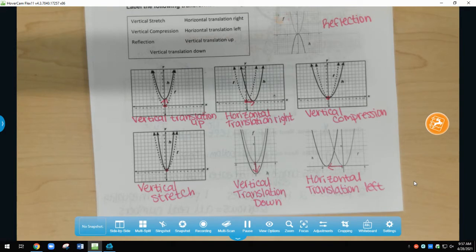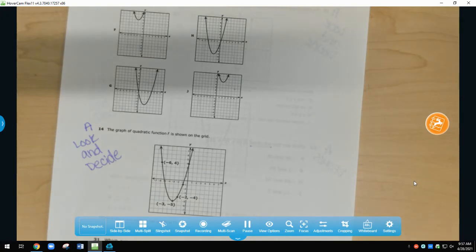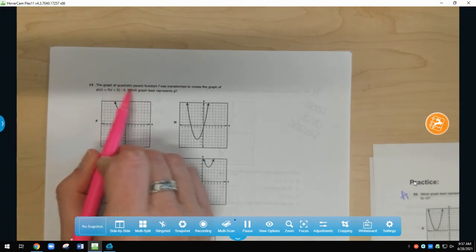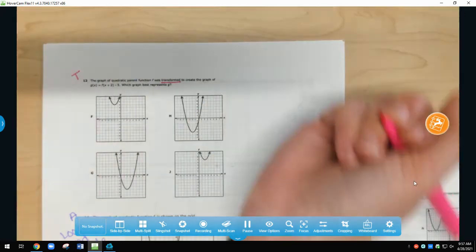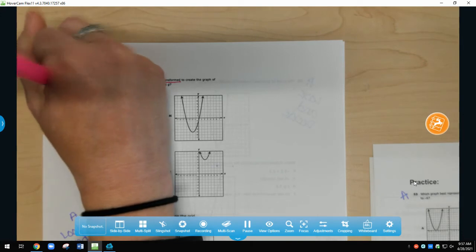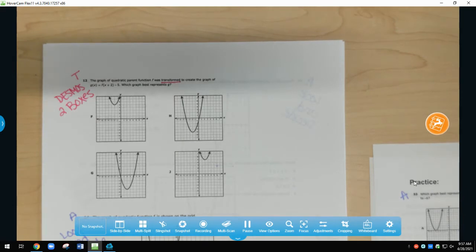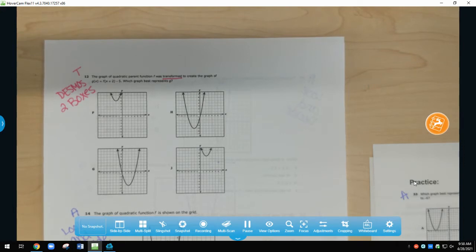Okay, so we're going to do the same thing we just did with attributes, and we're going to go through this and label the ones that are transformations. So let's go ahead and do that. Okay, so this one, it says the graph of a quadratic parent function was transformed. So that's going to be a transformation. Most transformations, you're going to use Desmos, and you're going to use 2 boxes because you're going to have to put 2 equations in there. Okay, let's see which other one.